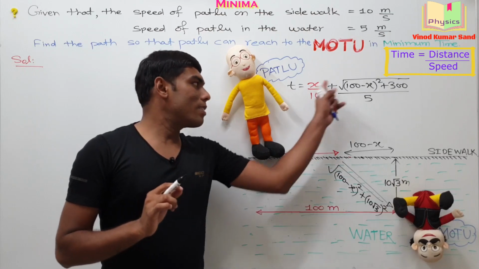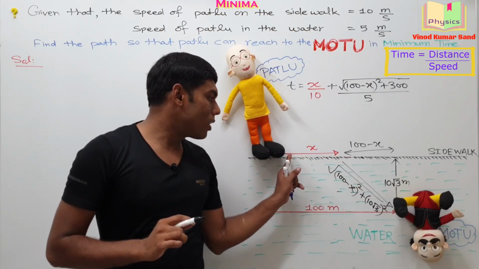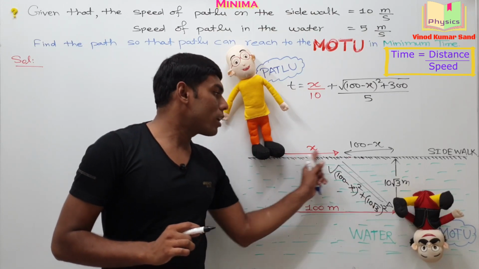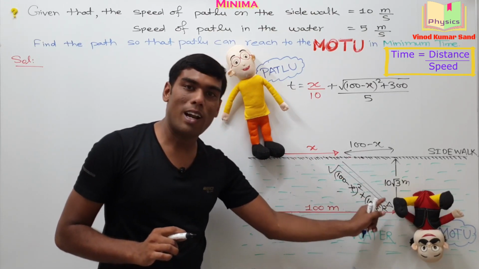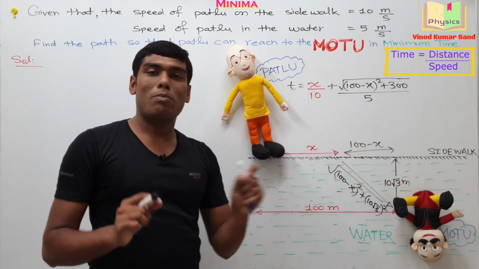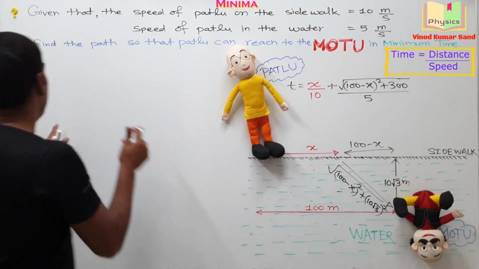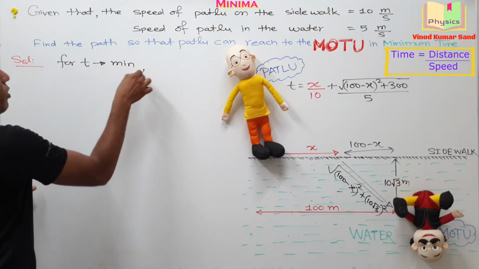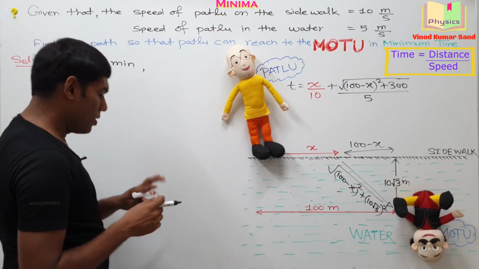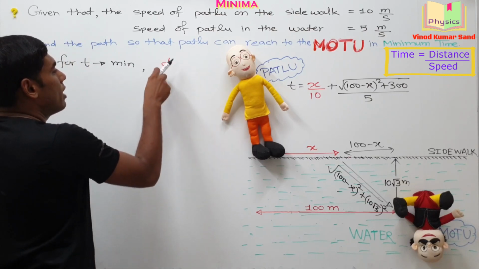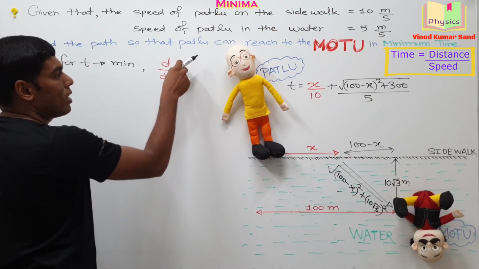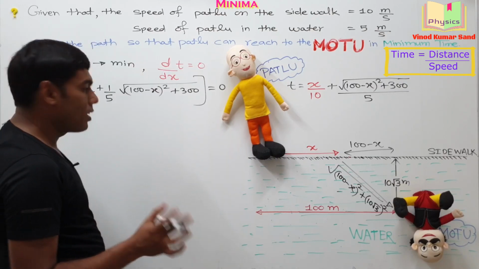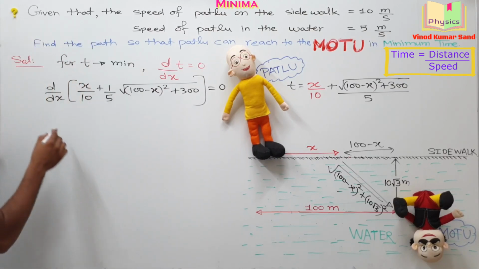Here what is variable in this function? X is variable. Patlu can walk up to here and then jump into the water, or can go up to here and then jump into the water like this. So in this entire parameter, the x is variable. For time to be minimum, the first differentiation of the time should be 0. So we should write d by dx, because x is variable, of t is equal to 0. Getting it? Let us start the differentiation.